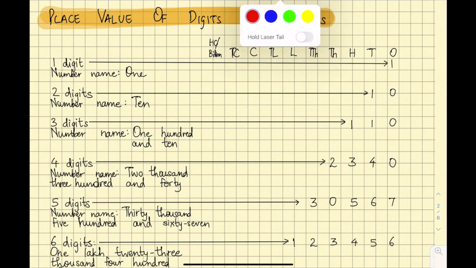So here you can see I have written O stands for ones or units, T stands for tens, H stands for hundreds, TH stands for thousands, TH stands for 10,000s, L stands for lakhs, TL stands for 10 lakh, C stands for crore, TC stands for 10 crore, and after 10 crore we either have 100 crore or a billion.